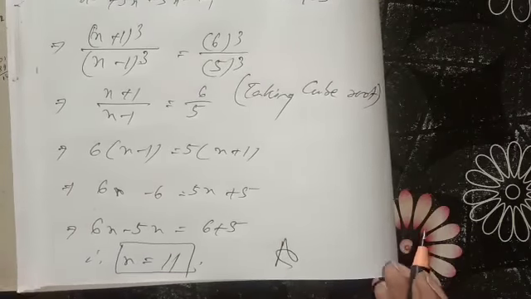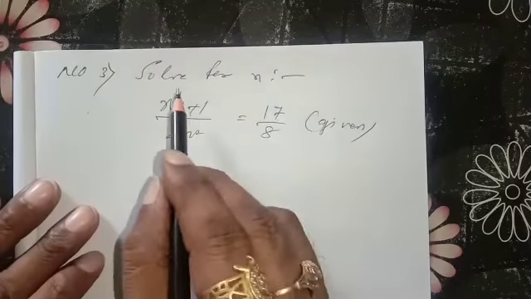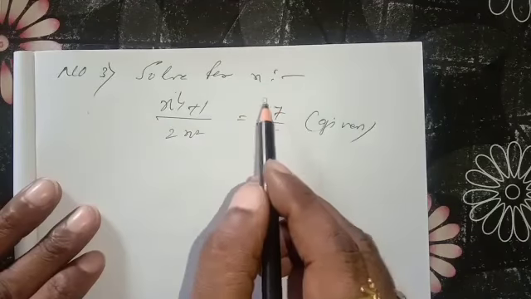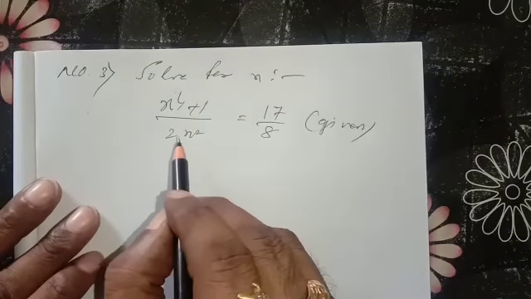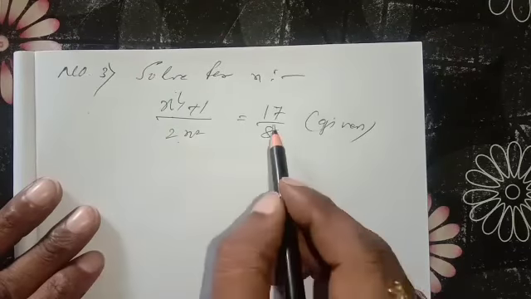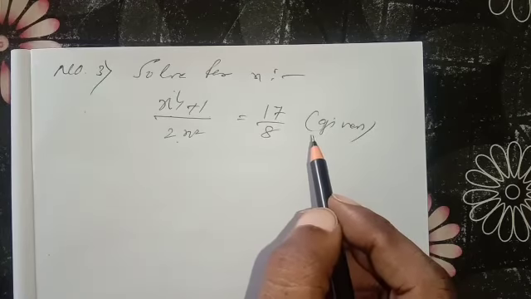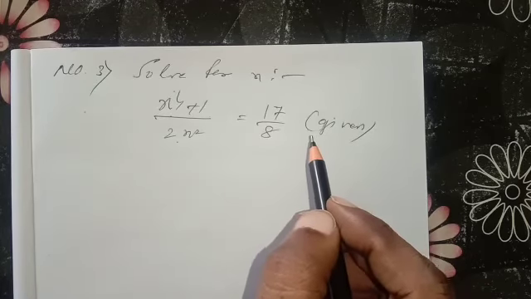Okay. Let us go to number 3. Question number 3. Solve for x. You have to solve for x. It is given x to the power 4 plus 1 by 2x square is equal to 17 by 8. You have to solve for x by using properties of proportion.